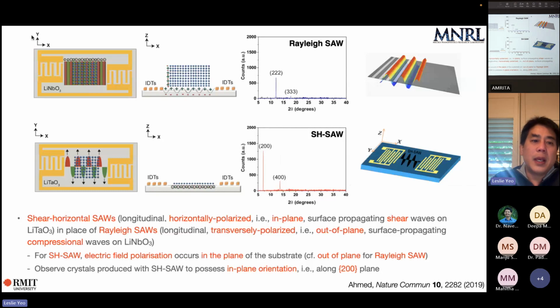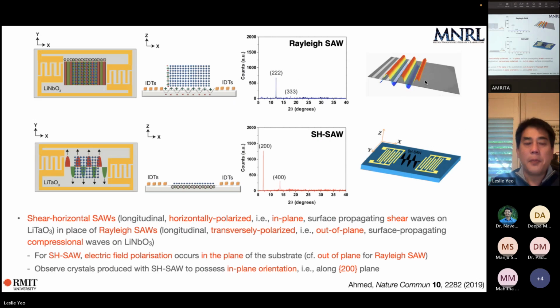With the surface acoustic wave I told you about, we generate it using lithium niobate, which is the piezoelectric material. Now, lithium niobate is very unique. It's a single crystal piezoelectric material, but it gives you a Rayleigh wave, or that earthquake that I told you about. The polarization of the wave is out of plane. It's transversely polarized. So it's this earthquake that you saw before.